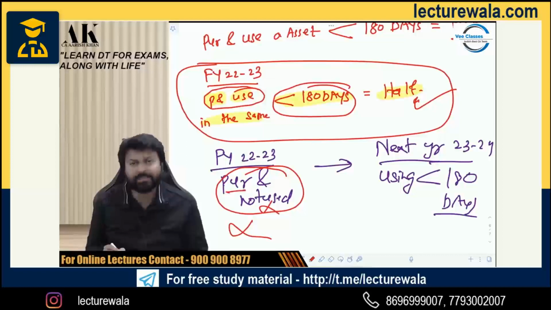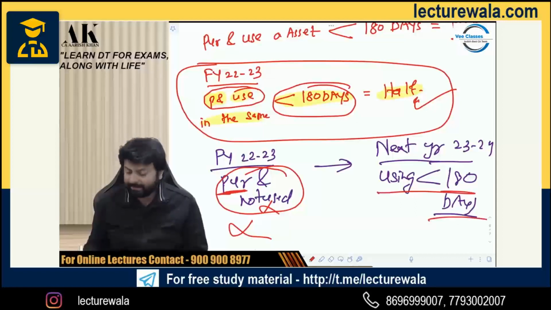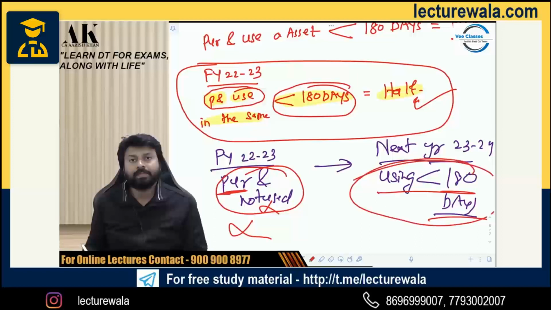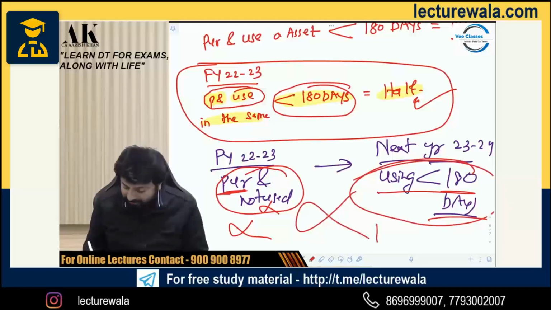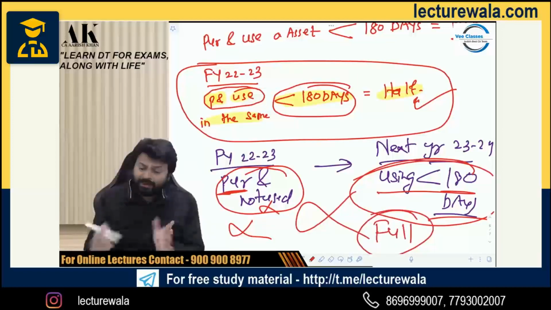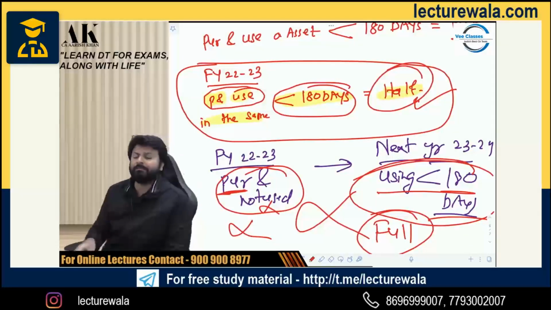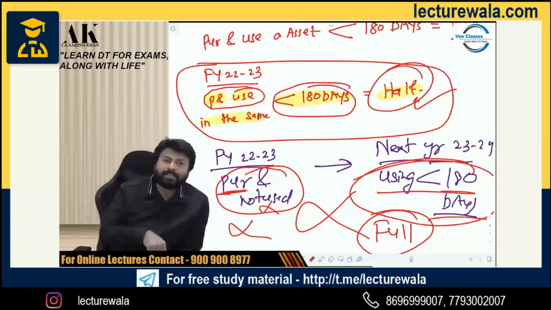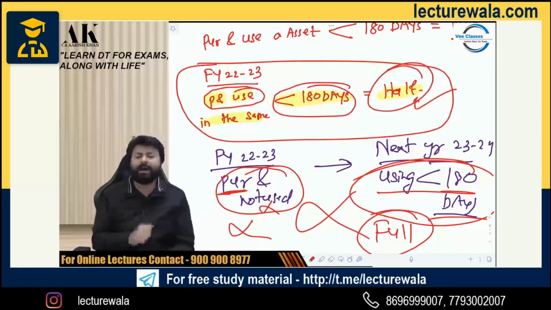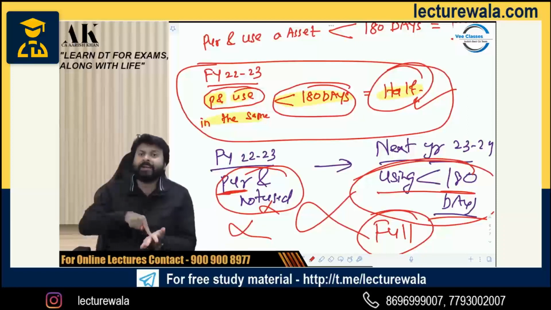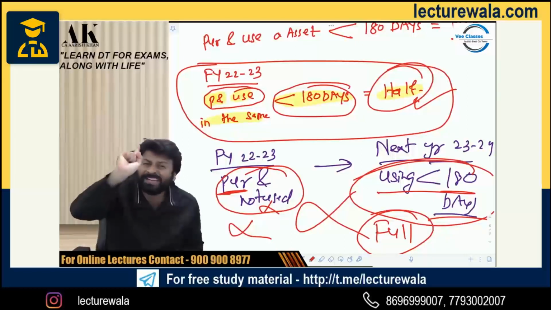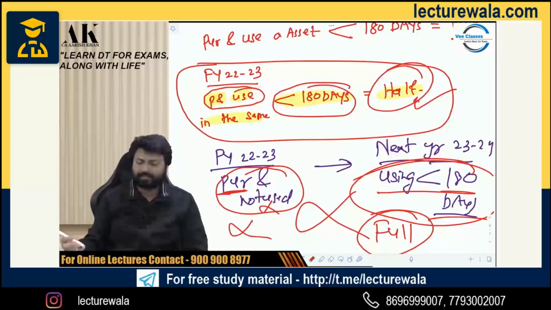But if you have purchased the asset and use the asset in the next year for less than 180 days, then it will not become half, it will be full. Because the condition of becoming half is that it should be used for less than 180 days in the year of purchase only. If you purchase in one year and put to use in the next year, even for one day, then also it cannot become half in the next year, it will be full in the next year.